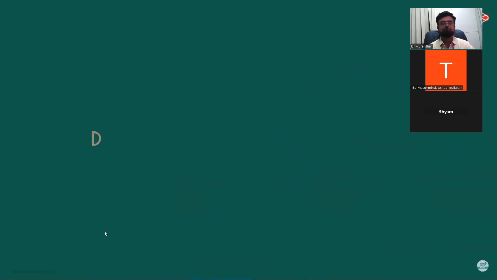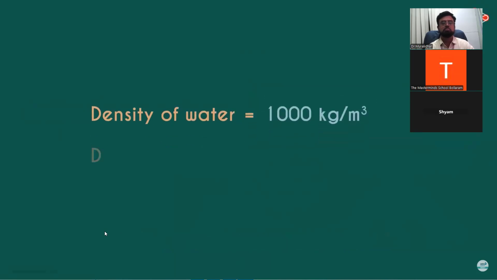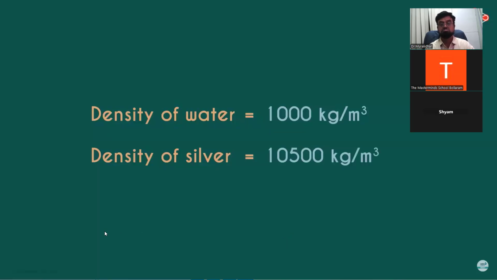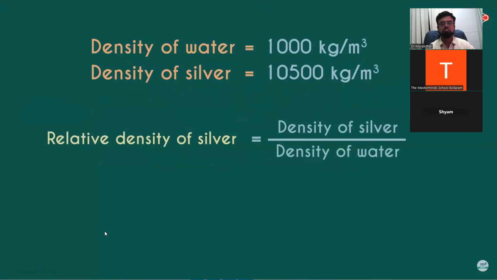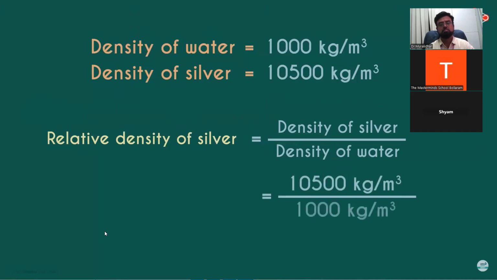The density of water is 1000 kilograms per meter cubed and the density of silver is 10,500 kilograms per meter cubed. So can you tell me the relative density of silver? It's easy. Just refer to this formula and try answering it. 10.5. Just 10,500 by 1000. It will equal the density of silver over the density of water.